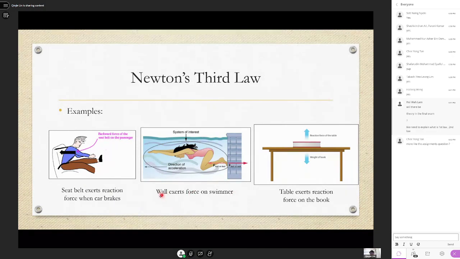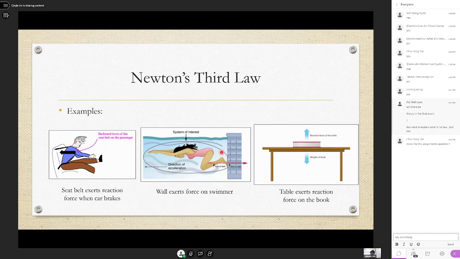Another example, wall exerts force on swimmer. Let's say this swimmer wants to accelerate to the left. The true action is actually that she kicks the wall. She applies force on the wall. But when she does this, based on Newton's third law, the wall exerts a force onto her. It means the wall is pushing her, so there's a force pointing to the left. It's this force that the wall is applying on her that will propel her to the left.